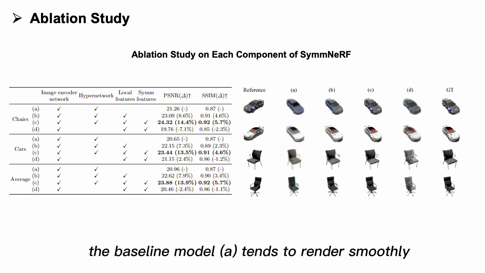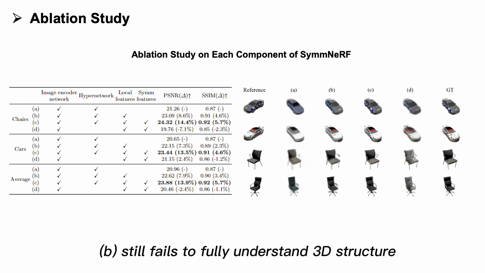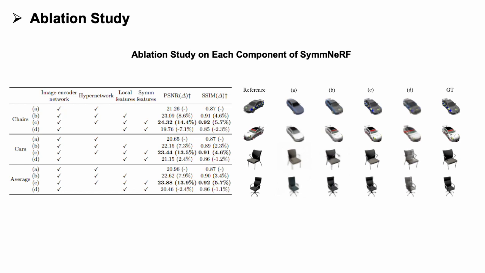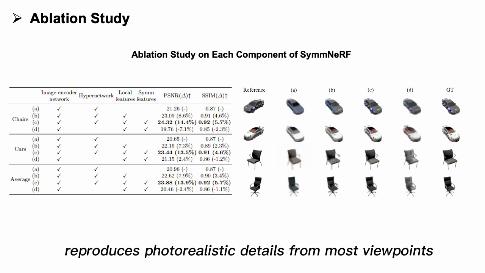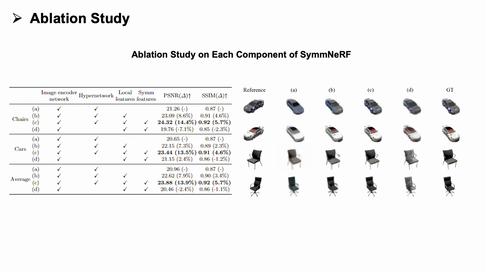As we can see, the baseline model A tends to render smoothly. Simply using pixel-aligned image features B still fails to fully understand 3D structure. In contrast, our full model C reproduces photorealistic details from most viewpoints. The rendering quality of D deteriorates as the hypernetwork is not adopted.